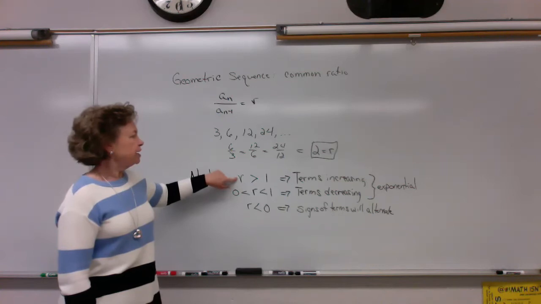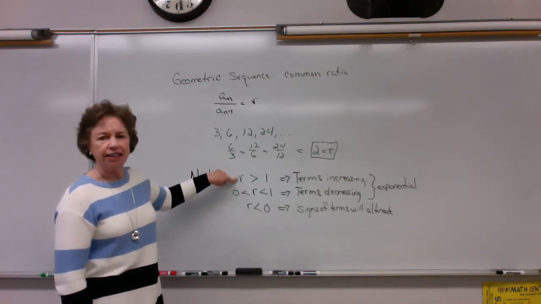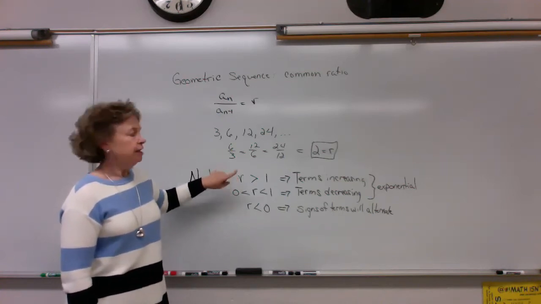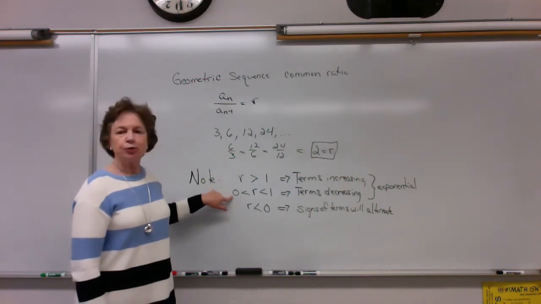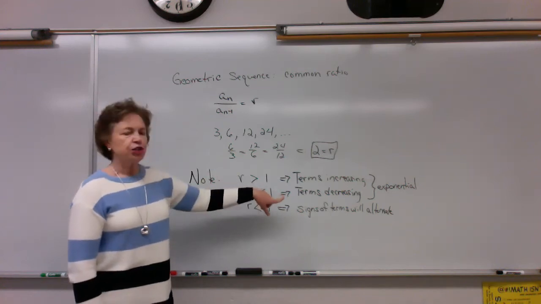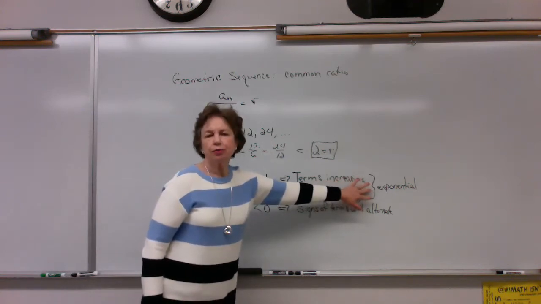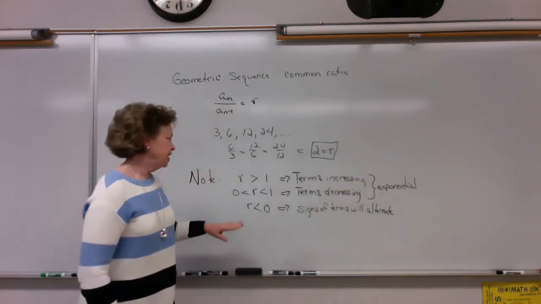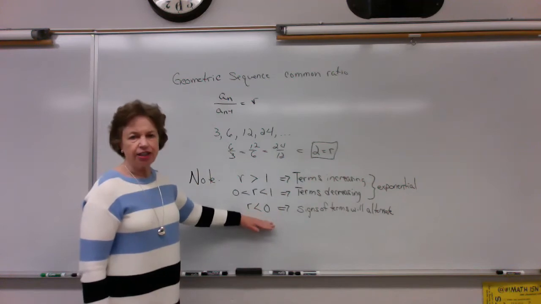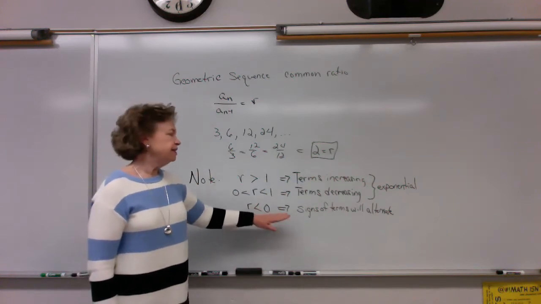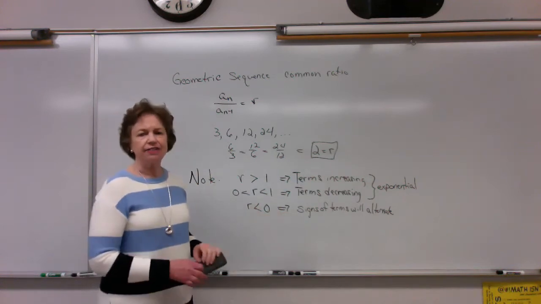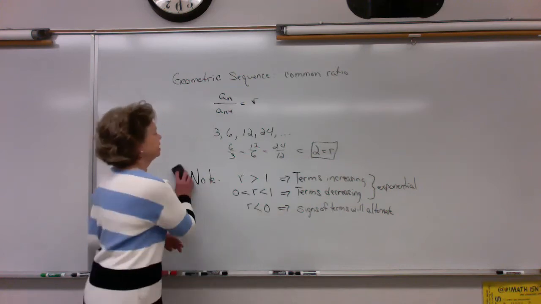Notice that if that common ratio is greater than 1, the terms will be increasing. If the common ratio is between 0 and 1, then the terms will be decreasing. And these form, when you graph those individual points, an exponential curve. And if that common ratio is less than 0, then the signs of the terms will alternate, positive to negative.